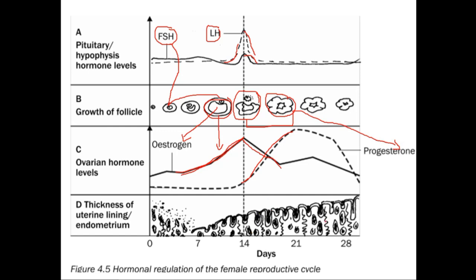As it increases, the endometrium is maintained. So here you'll see the endometrium lining stays thick. Now remember, what caused this to become thick? It was estrogen. There you can see. Estrogen caused the lining to become thick. There it becomes thicker, and progesterone keeps it thick. It doesn't cause it to become thick, it just keeps it thick. It maintains it. And if fertilization does not occur, this corpus luteum will disintegrate or degenerate.